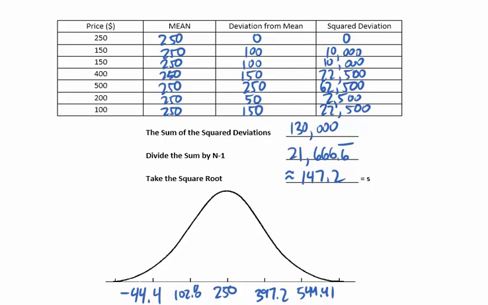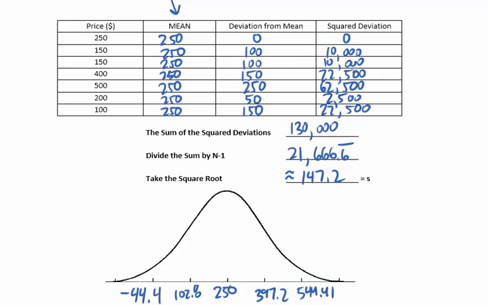Okay, let's take a look at some solutions here. First of all, we calculate the average, or the mean, which was 250. Then we calculate the deviation from the mean. All this is the absolute value of the difference. So this is 0, 100, 100, 150, 250, 50, and 150. Now we square these deviations, these differences, and we get 0, 10,000, 10,000, 22,500, 62,500, 2,500, 22,500. Then we add all of those values up to get 130,000.